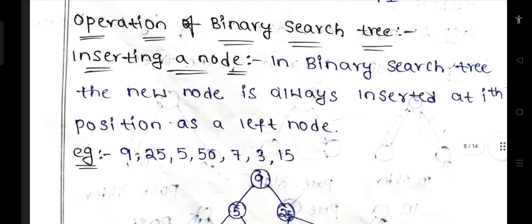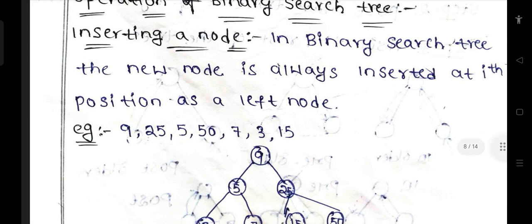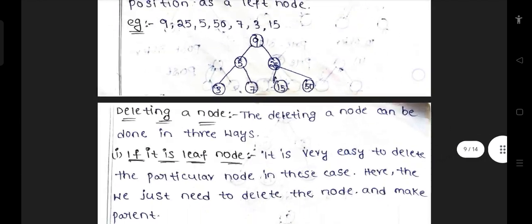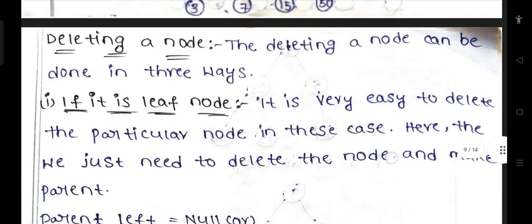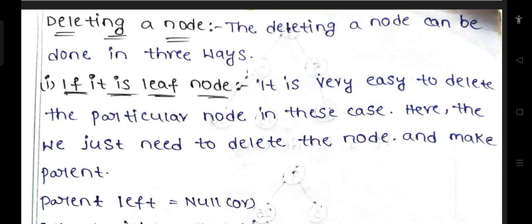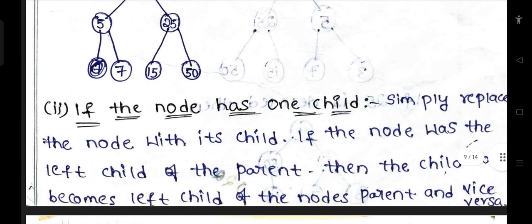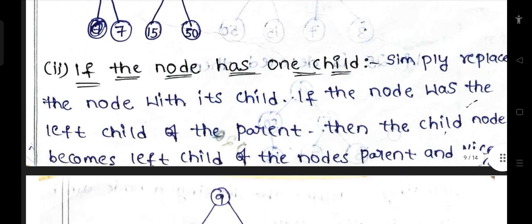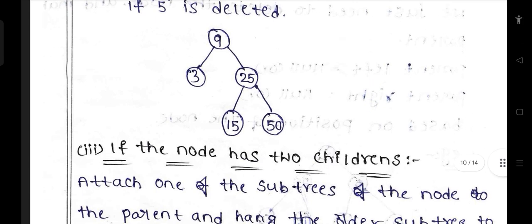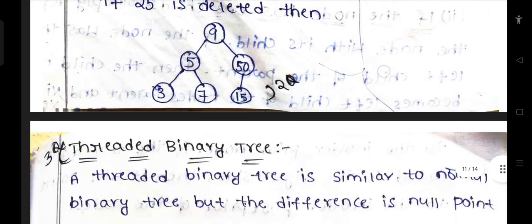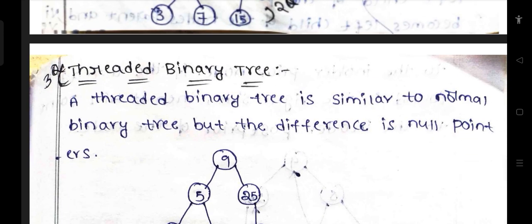Next, the operations of a binary search tree: inserting a node. Inserting a node is nothing but adding an element to either the left node or right node. Example. And deleting a node. Deleting a node can be done in three ways. First, if it is a leaf node. This is the example of that. If the node has one child, then it can also be deleted. If the node has two children, it can also be deleted. So all these three conditions support the deletion of a node from the tree.